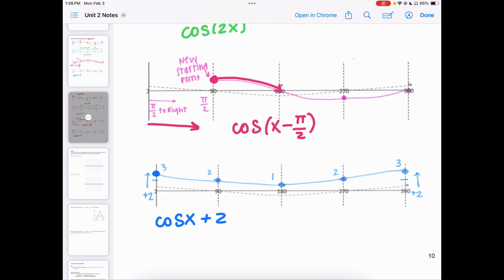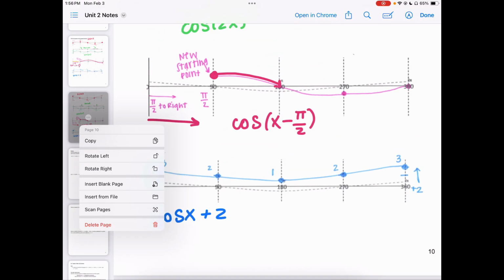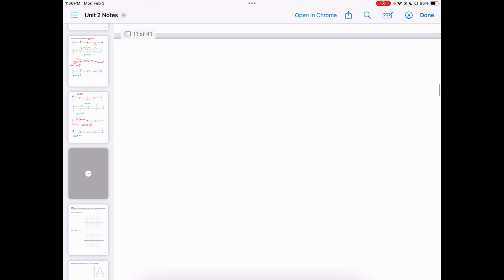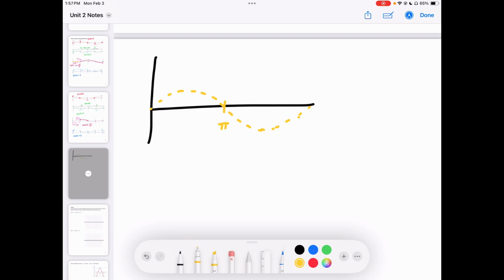You also have the negative option, which I don't have any examples of. So let me create a blank page here just to show you what that might look like. I want you to see it. Okay, so on my original sine, I might have something that looks like this. So this is at pi and this is 2 pi. Okay, if I were to reflect, if I have negative sine of x, my curve simply goes the other direction. It goes down and then up.